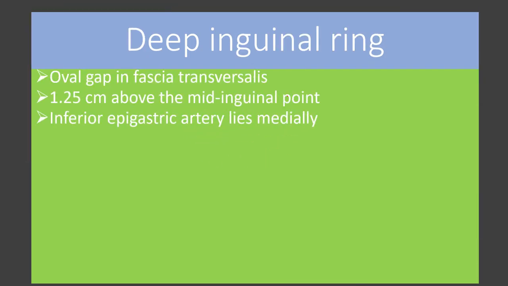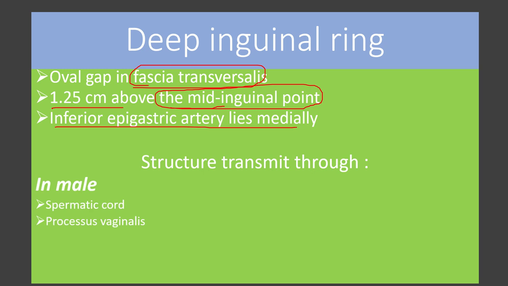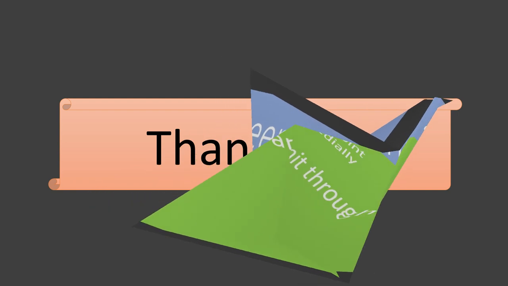Now, again in short, the deep inguinal ring is an oval gap in the fascia transversalis. Second, it is 1.25 centimeter above the mid inguinal point. It is also important because we can differentiate whether a hernia is direct or indirect by pressing this point. The inferior epigastric artery lies medially. The structures passing through it: in males, the spermatic cord and processus vaginalis, and in females, the round ligament. So this is all about the important points regarding the deep inguinal ring.